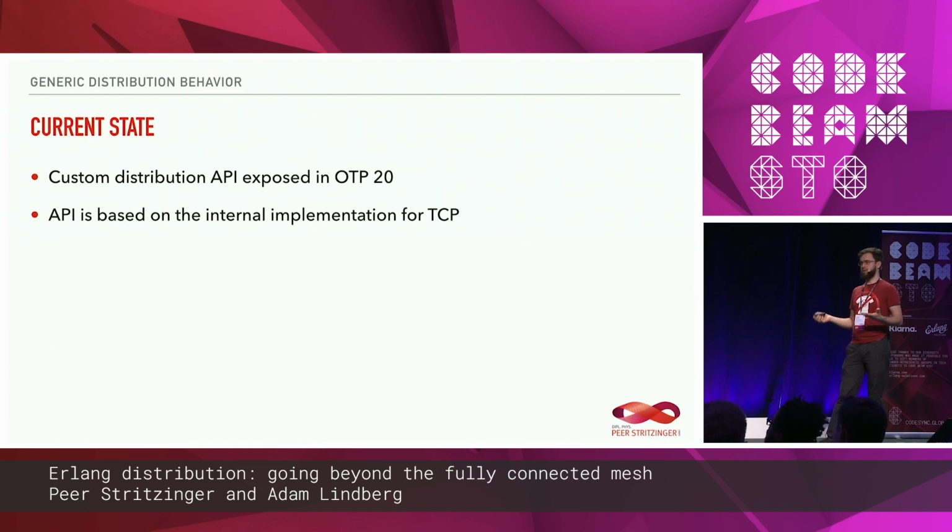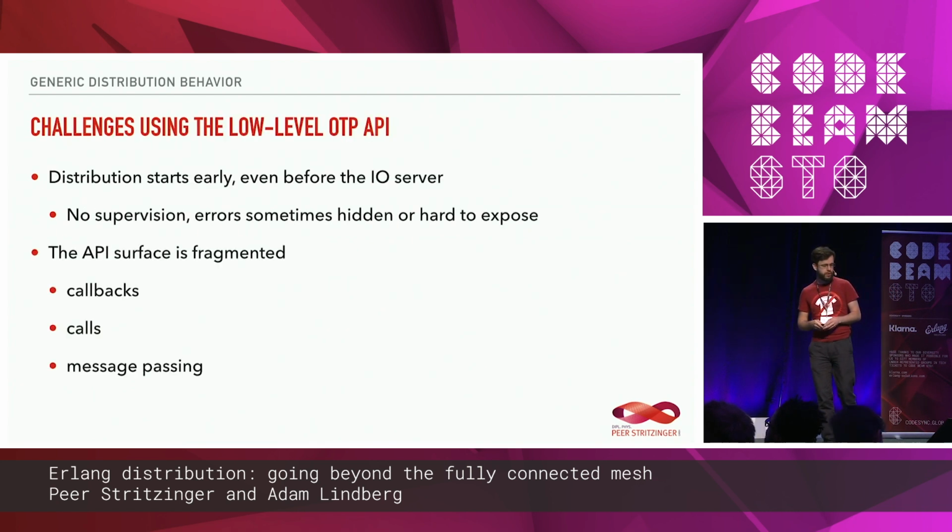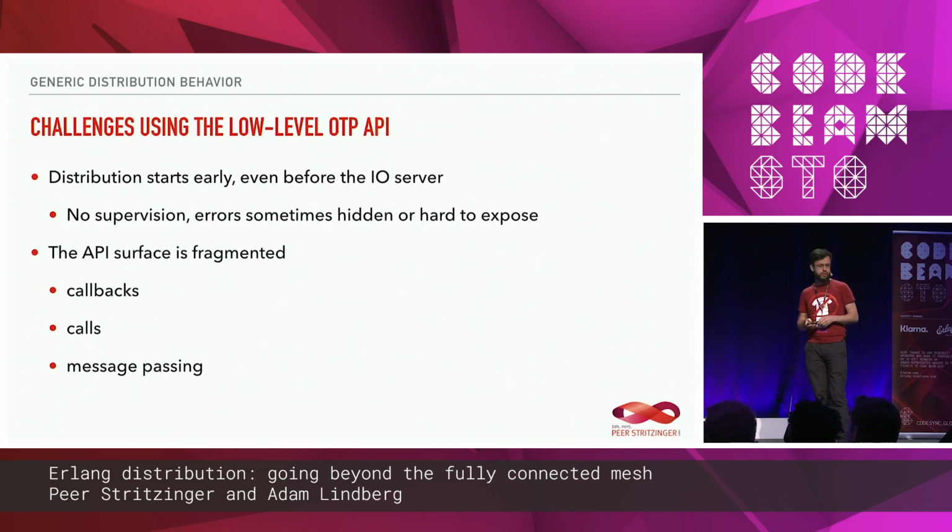So the current state is that there is a custom distribution API exposed in OTP 20, and it's based on the Erlang implementation of TCP, and it exposes all the different endpoints or hook points where you want to change the actual distribution behavior. There are some challenges to using this, let's call it low-level API. One thing is that it starts super early. Erlang distribution starts almost exactly when the node starts.